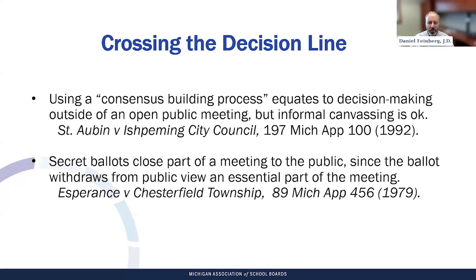Secret ballot is a scenario that has happened a couple of times, as in Esperance versus Chesterfield Township. They had a meeting in public, but they were struggling with two people that were running for the chair. The two names were put up, I believe this is that case. They had a secret ballot just to see where it came out, and then the one person withdrew, and then they nominated the person that had remained in the race. You can't do that, especially where you have two people running for a particular office, and it can lead to some hurt feelings. You still have to have those votes in public.